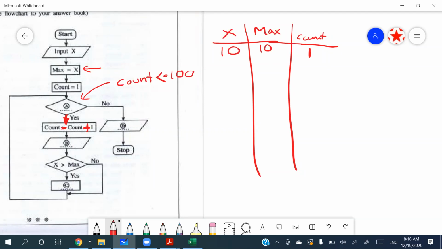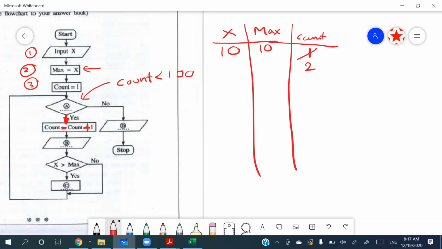So then x is 10, max is 10 from the first line, x is 10 from the second line, max is 10, and from the third line, count is equal to 1. So let's see. Now let's assume the count is less than 100, only less than 100. It's just assume for the moment, right? So it is less than 100. So yes, the condition is true. So count will be increased by 1. That means 2. And there is an input sign again. So what's the input that we need?